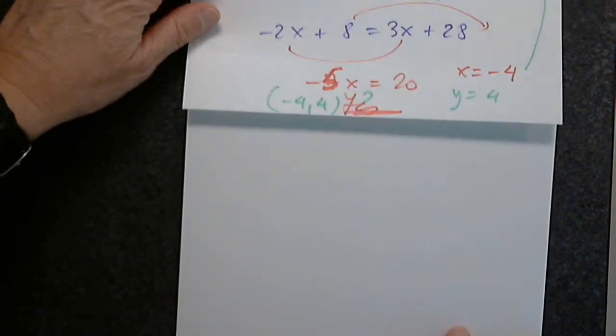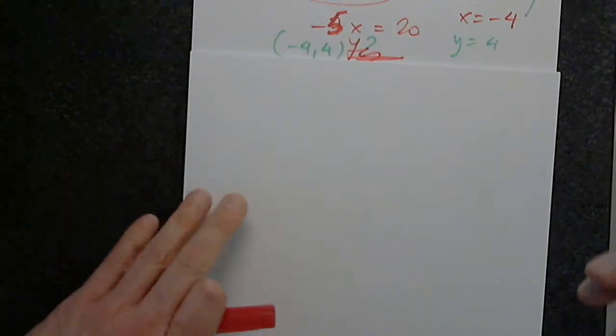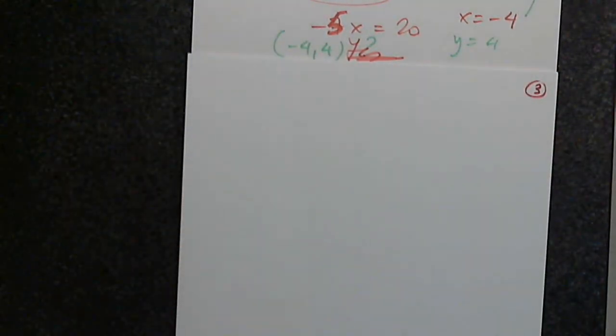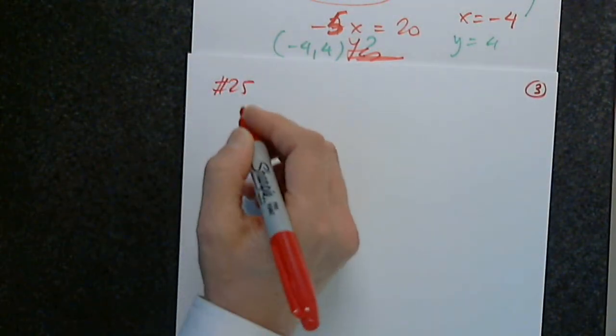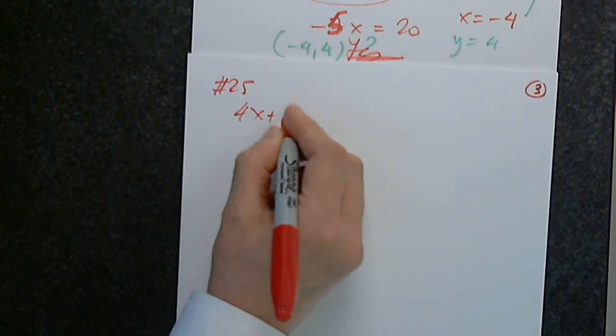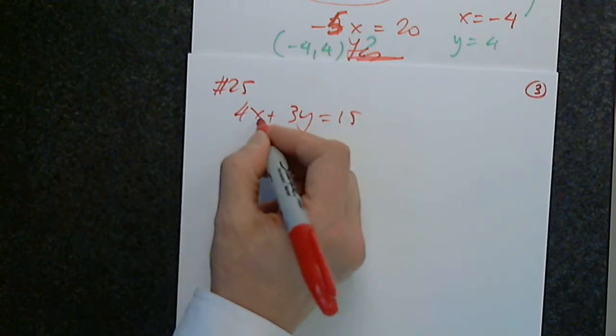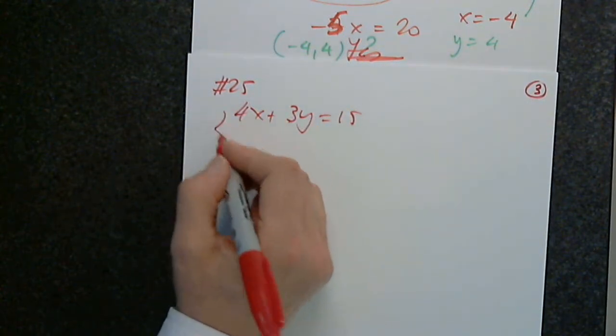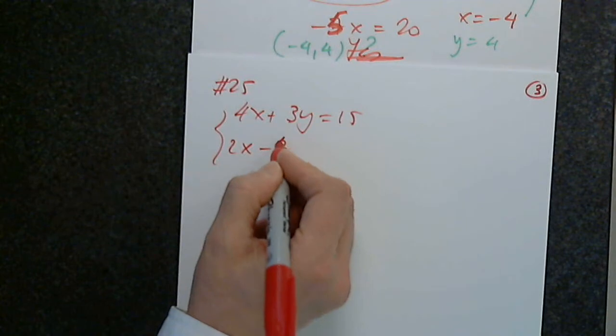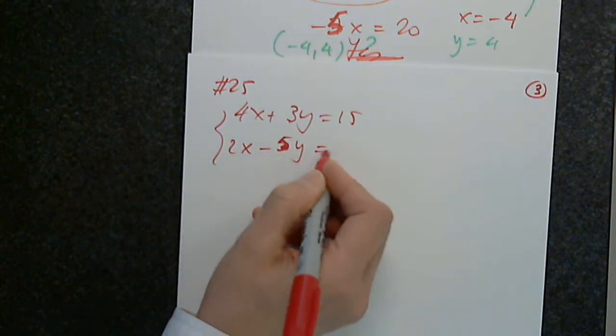Okay, let's look at the other method. Same page, 555. Let's look at 25. In 25 we have 4x plus 3y equals 15. And 2x minus 5y equals 1.